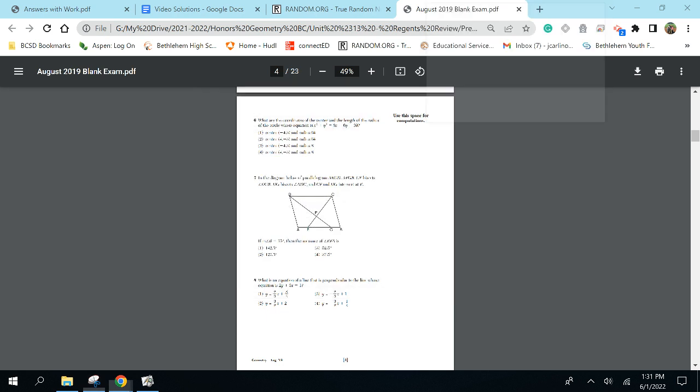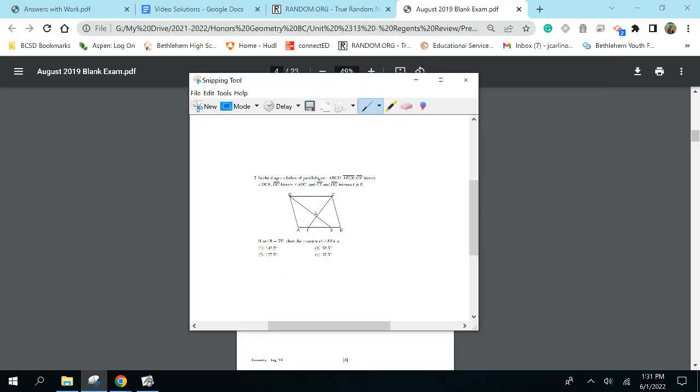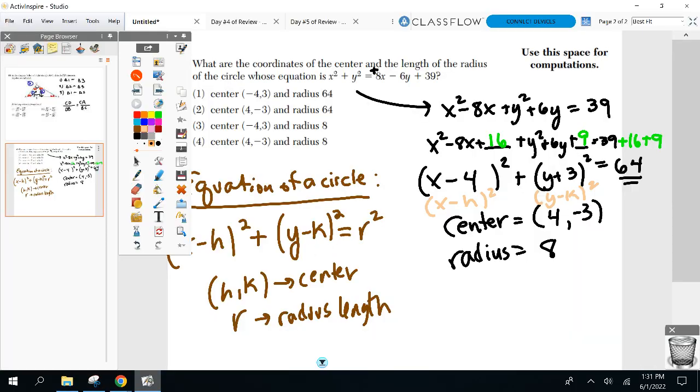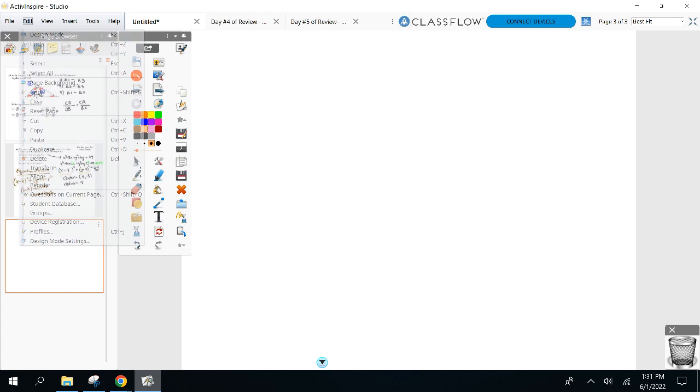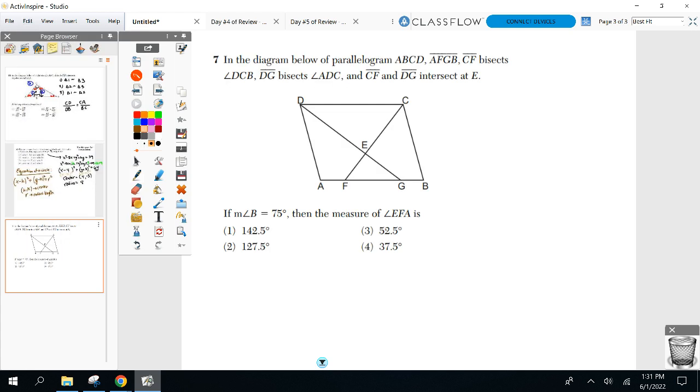Who haven't done this one yet? Parallelogram properties coming up. You guys ask a lot of questions. I love it. Not saying that bad at all. Love it.